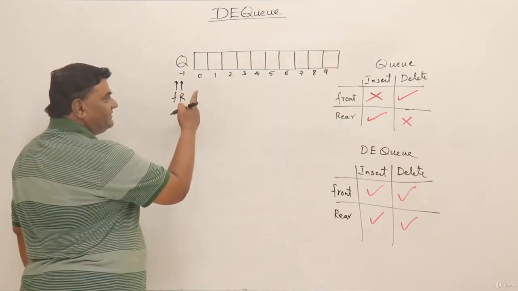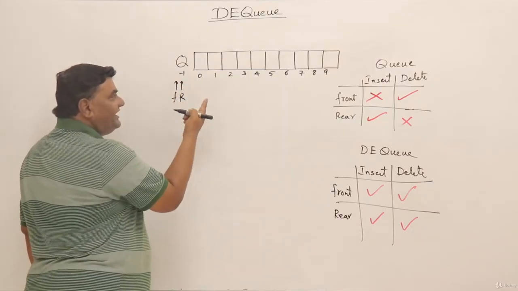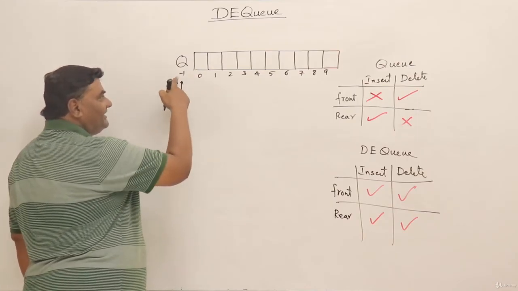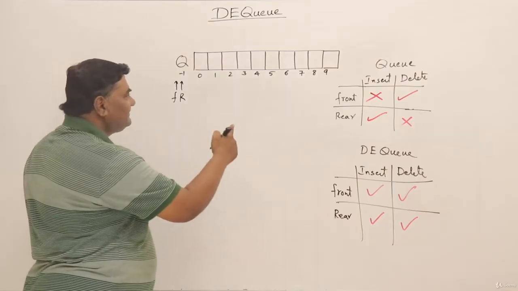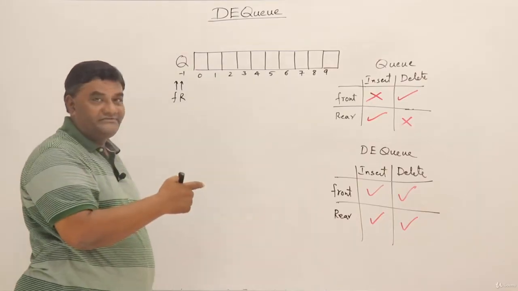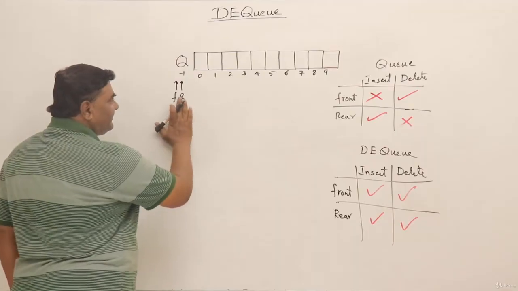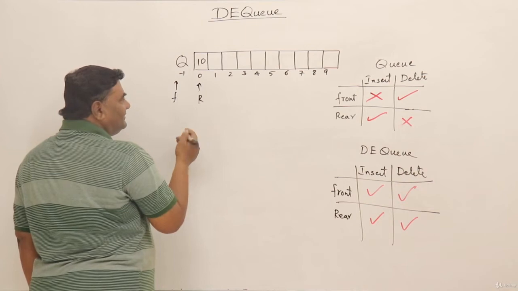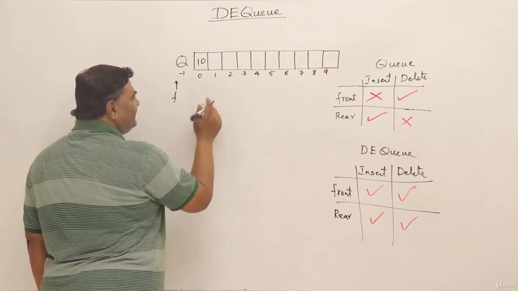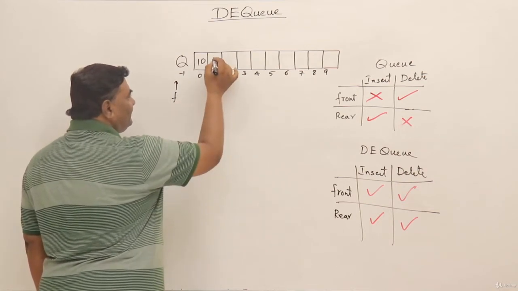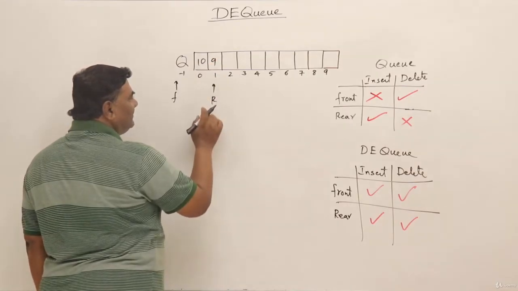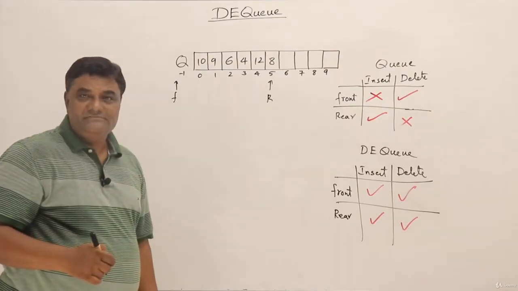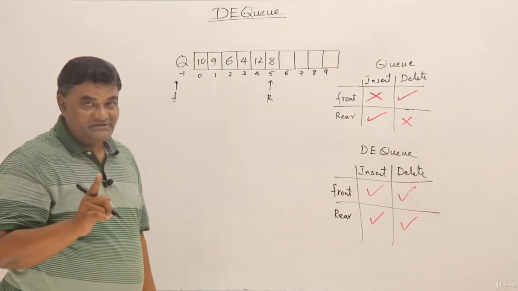I want to insert, so I should say from which side I want to insert. Right now queue is empty and front is at -1. So I can insert from rear side. So insert from rear. If I insert from rear, then increment rear pointer and insert a value. Then again I want to insert using rear. So move rear pointer and insert the value. I will insert a few values. So using rear, I have inserted a few values. So using rear, insertion is done.